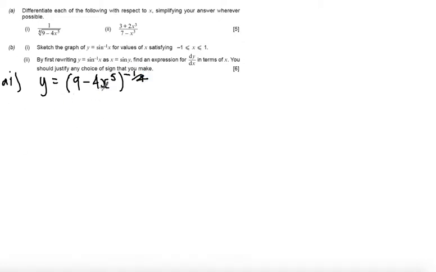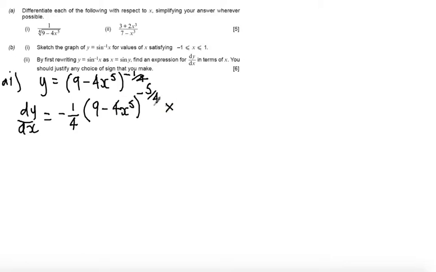So differentiating, this is a chain rule because I've got an inside function, 9 minus 4x to the power of 5, to the power of minus a quarter. So dy by dx, chain rule, differentiate the outside first, so I get minus 1 quarter, multiplied by the bracket, leaving the inside function untouched, decrease the power by 1. So subtracting 4 from the numerator, I get minus 5 over 4. Then I want to multiply by the derivative of the inside function.